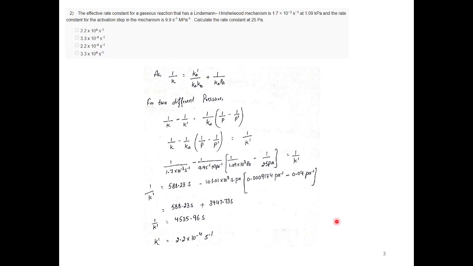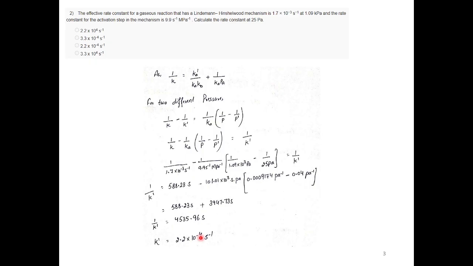So if you look at this value, this k and k prime, we need to find out this: 1 by k equals k prime by k into kb plus 1 by k into pa. So for two different pressures, this rate constant will also be different, right? So 1 by k minus 1 by k prime equals 1 by k into 1 by p minus 1 by p prime. So if you take the difference between these two, 1 by k minus 1 by k prime, 1 by p minus 1 by p prime equals 1 by k prime.